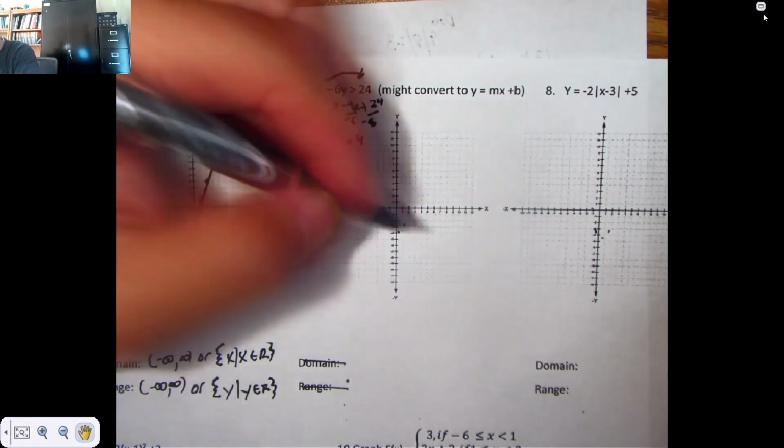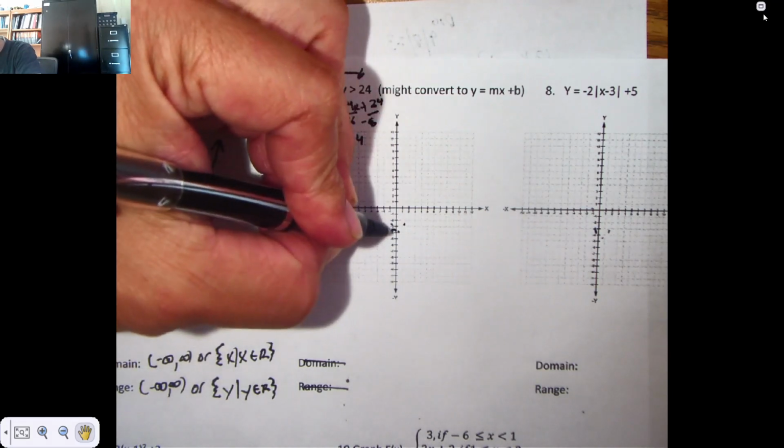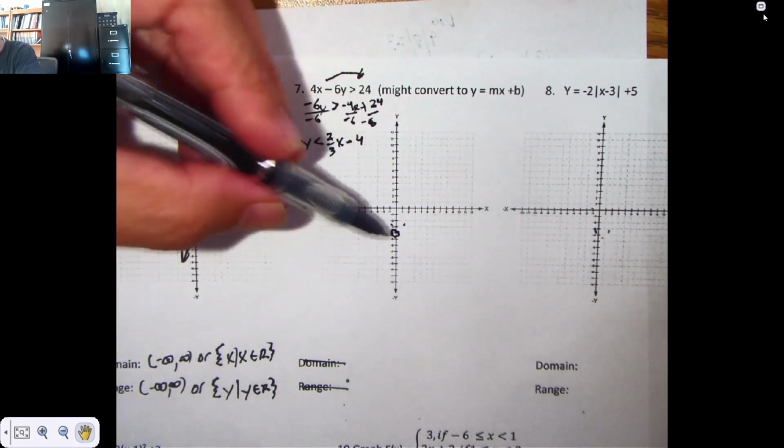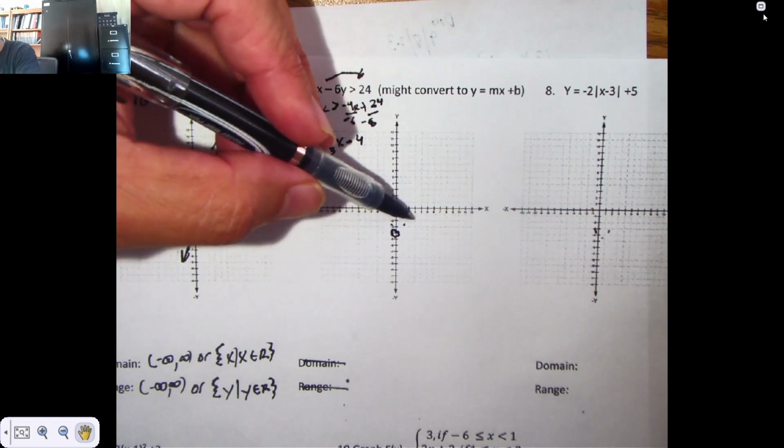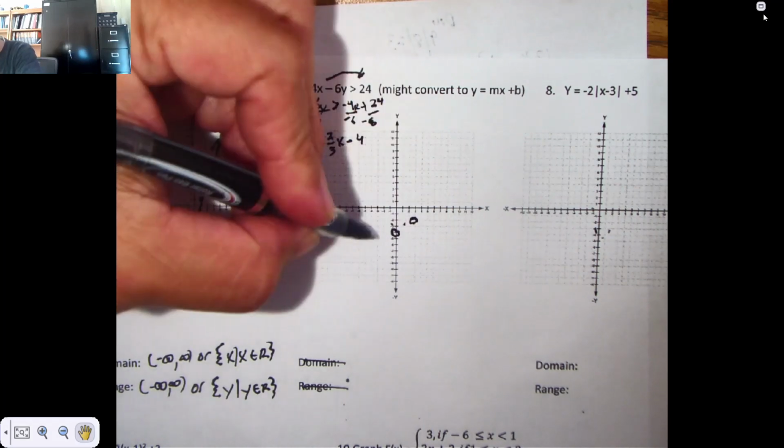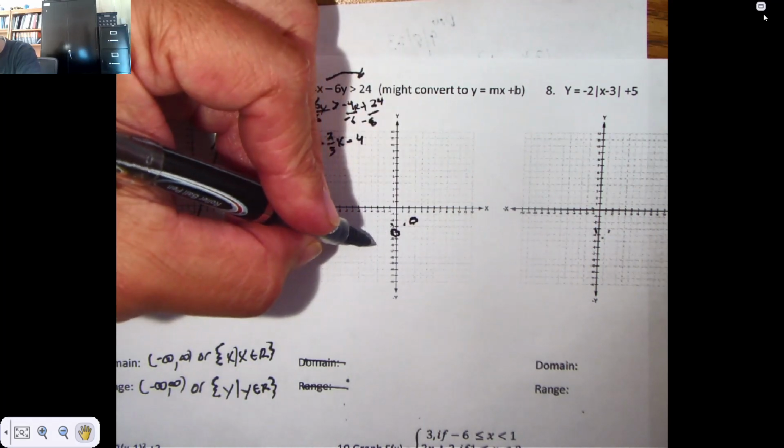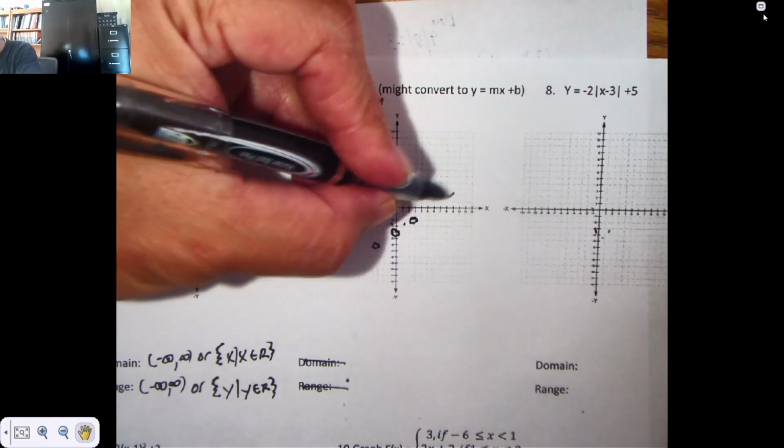Let's see, we do not have equality, so at -4 there's an open hole. The slope is to rise 2 and run 3. Looks like it'd be about right there, or conversely fall 2 and run 3 to the left. She is dashed.